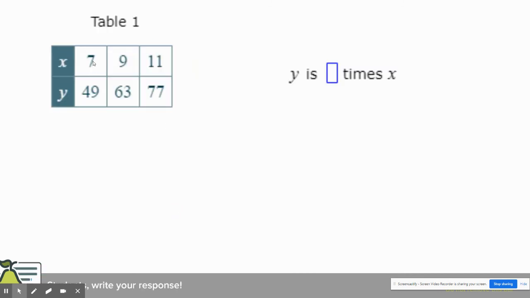Here's another one. It is proportional. I'll tell you that straight up. They want to know y is blank times 7. So what do you multiply x by to get to y? Well, 7 times 7, 9 times 7, 11 times 7. It is proportional because you can multiply. If you had one that wasn't proportional, then there would be nothing you can multiply every time. There would be no constant.